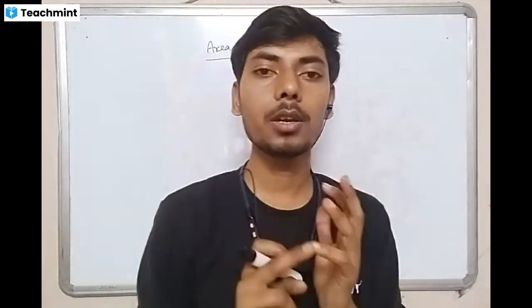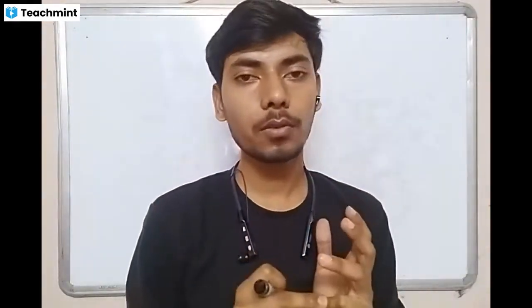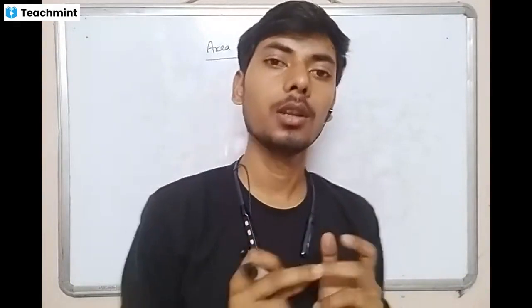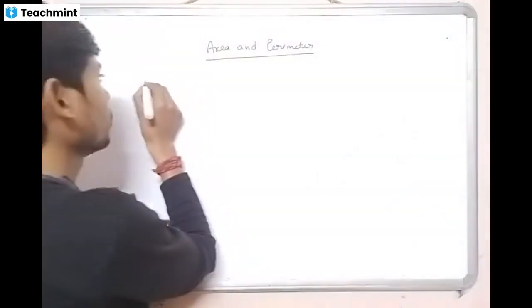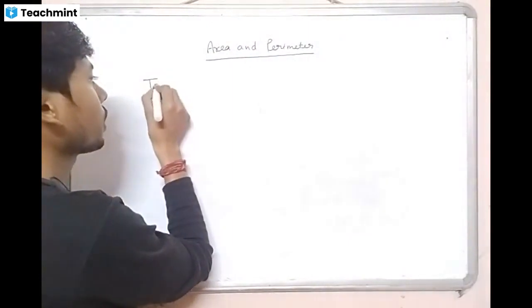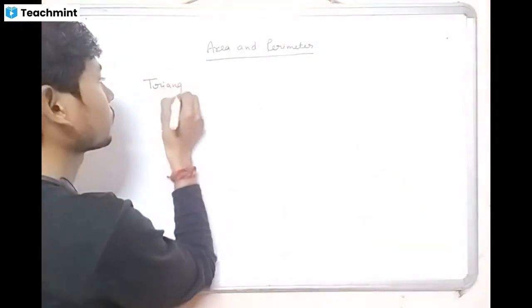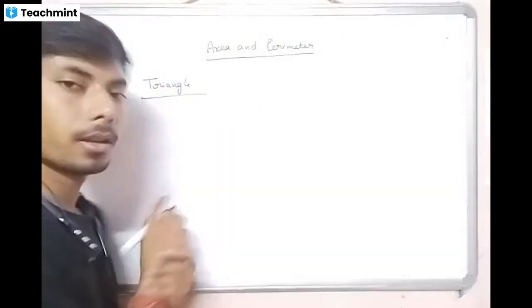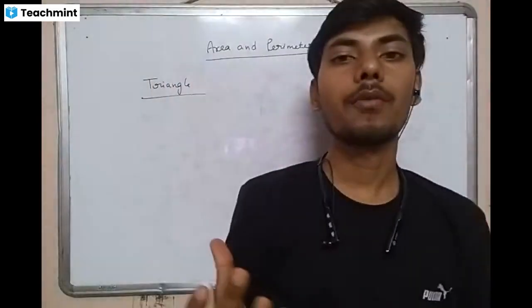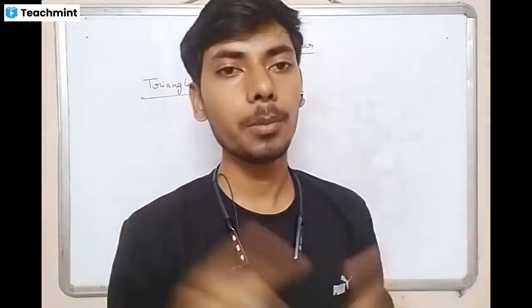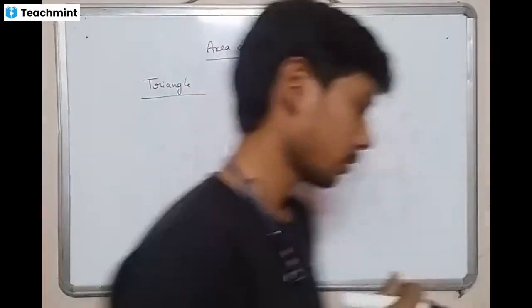Okay, I have done the concept of rectangle and square. Let us discuss triangle. So your third topic is triangle. Again, we are going to discuss the formula of area of a triangle and the perimeter of a triangle.